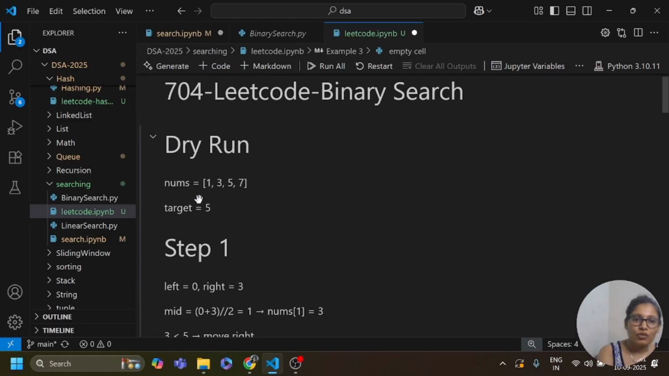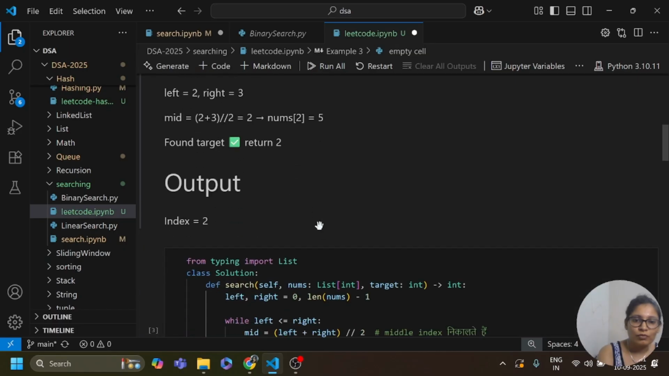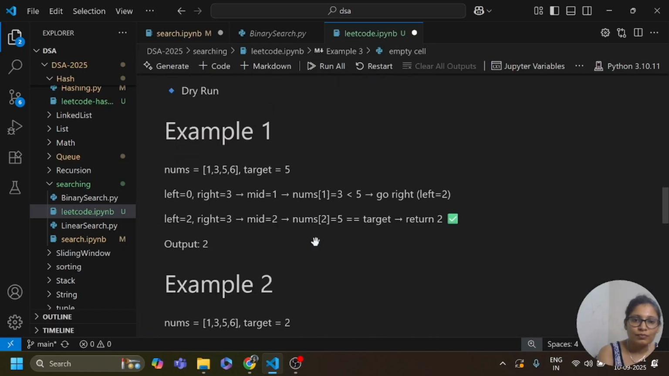Like, if you have nums 1 3 5 6, target equals 5, left equals 0 and right equals 3, mid equals 1. Okay, and the number at mid, 0 1, is 3, and 3 is less than 5, so go right and left equals 2. Here you can see left equals 2 and right equals 3, mid equals 2. So the number at index 2 equals 5, which is equal to the target, so return 2.